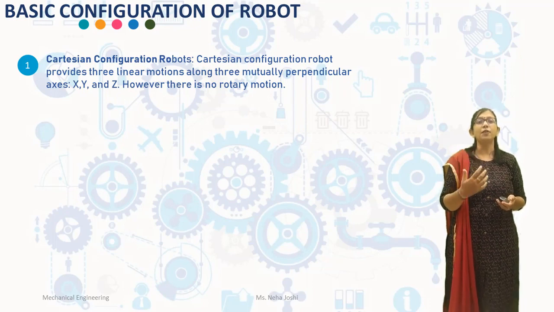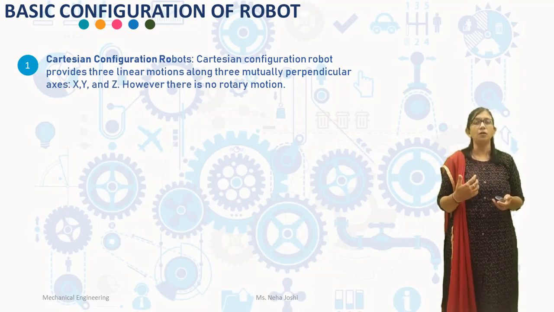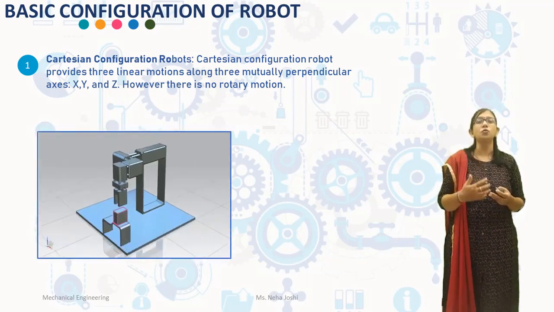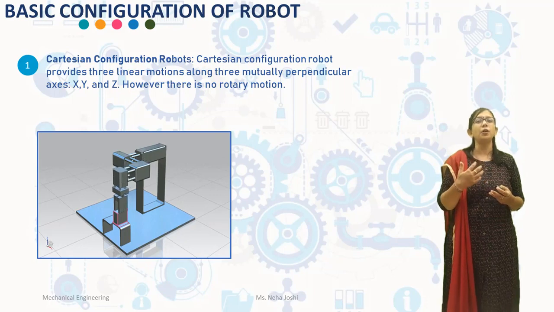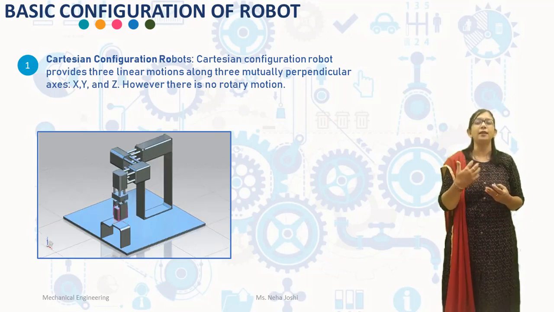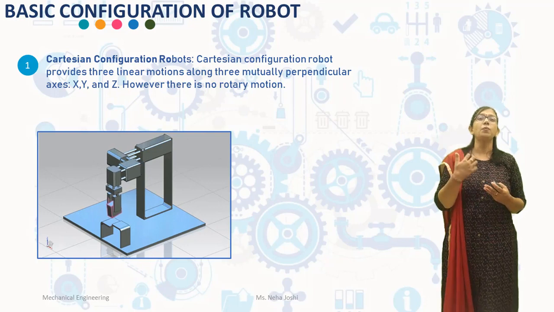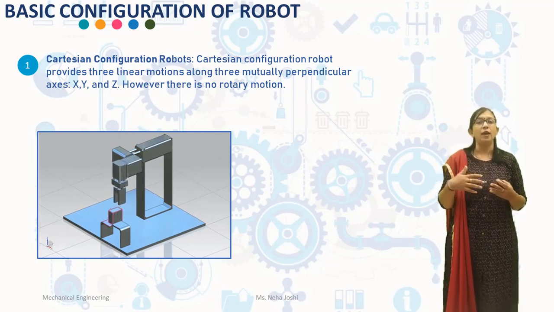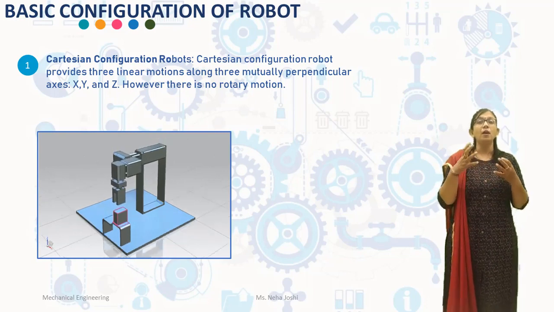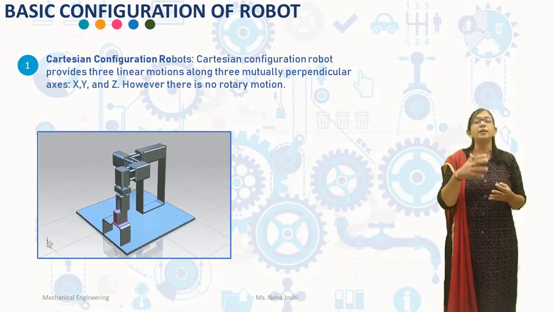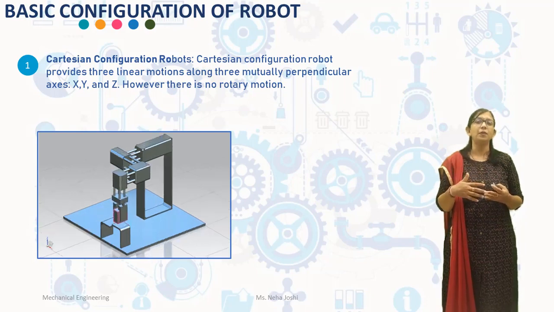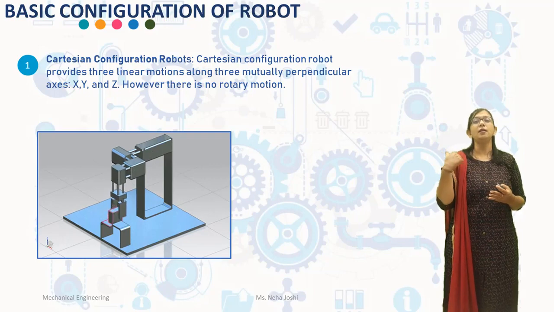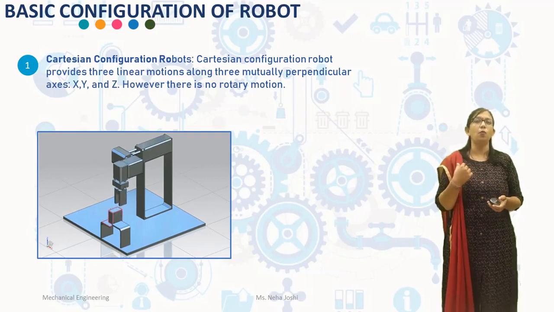Now, what are Cartesian configuration robots? A Cartesian configuration robot provides three linear motions along three mutually perpendicular axes x, y, and z. However, there is no rotary motion. As the linkages move, this configuration provides a rectangular work envelope. These kinds of robots are used for assembly, palletizing and machine tool loading. As you can see here, the Cartesian configuration of the robot.